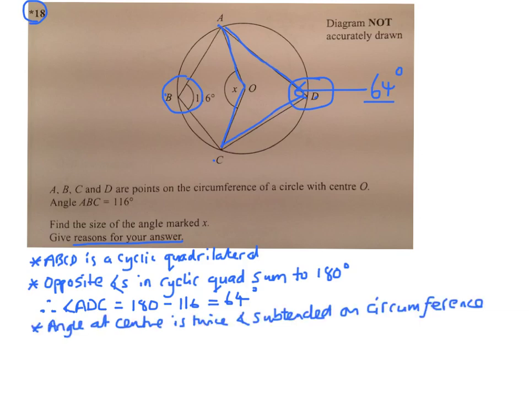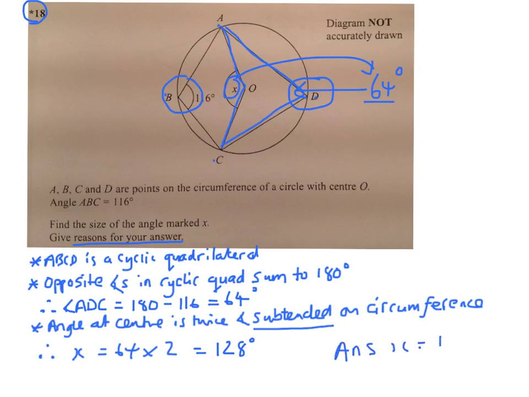Now when you write that, please try to use the right words. You make it so much easier for the examiner to give you full marks if you use proper words like subtended and quote the proper circle theorem rules. Now that rule means that x is twice as big as 64. 2 times 64 is 128 degrees. So let's write our answer here, nice and big, x equals 128 degrees.